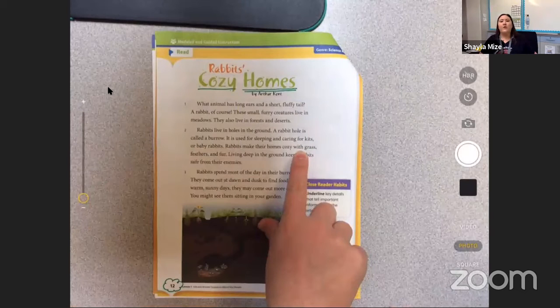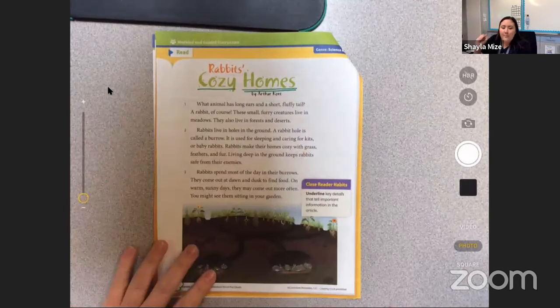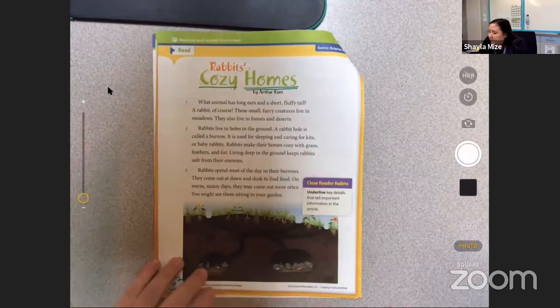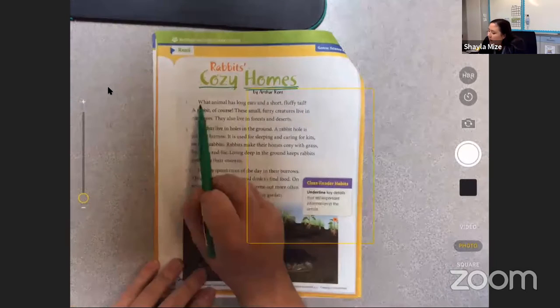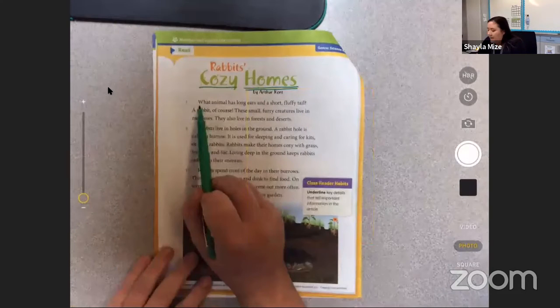Maya, you're good to go. I want you just on page 12, following along. Okay, now let's get our tracking finger back up, following along as I read.